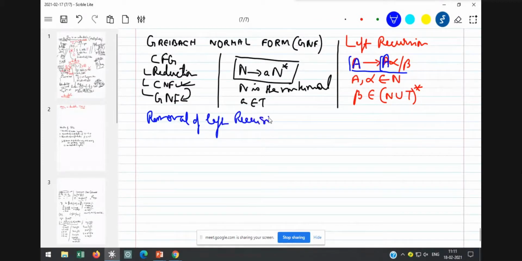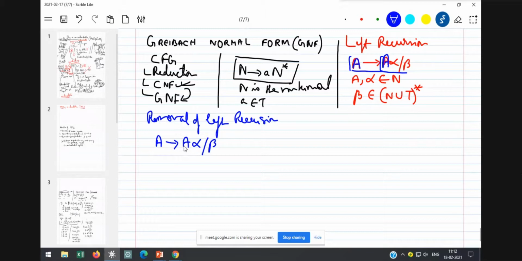There is a short procedure for removal of left recursion. So that one I'll be writing here. Right now you'll be a little bit confused. I'll be taking one example. In that example, I'll directly utilize this removal of left recursion. At that point, I'll be explaining that one.